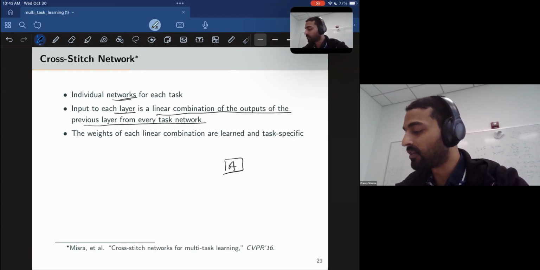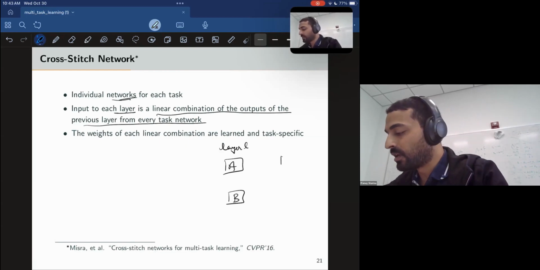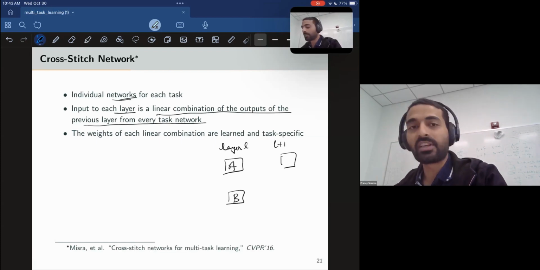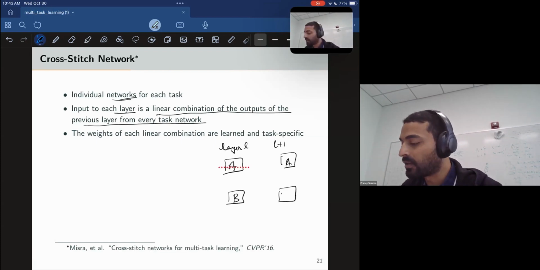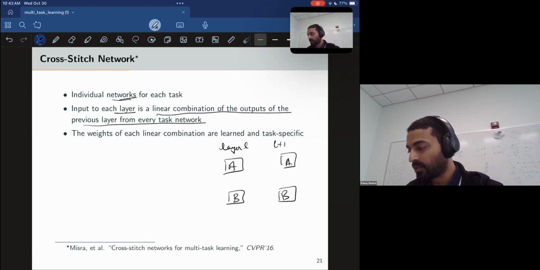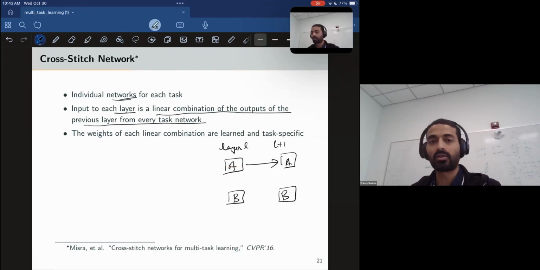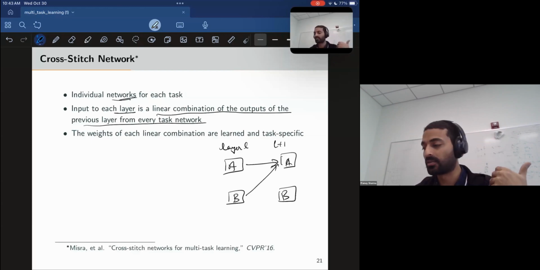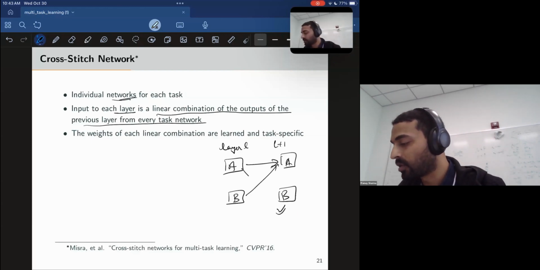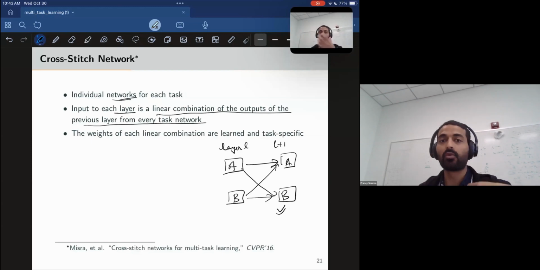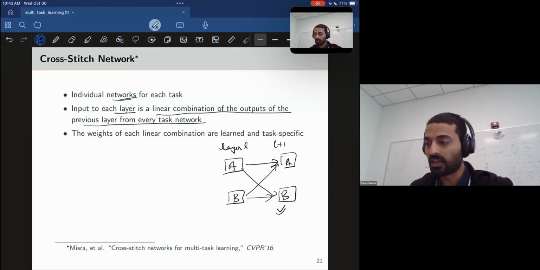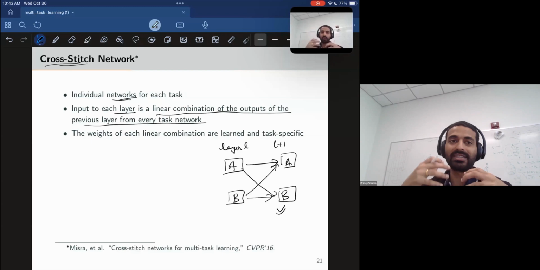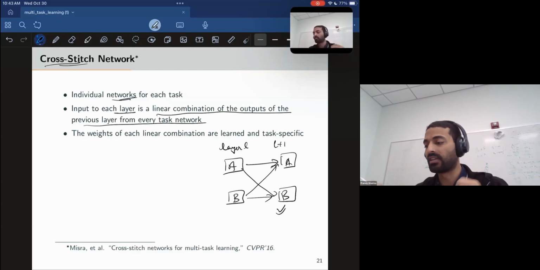So suppose this is your model for layer L for task A and task B, and this is the L plus 1th layer for task A and task B. Then to compute this layer, you talk to your previous layer, of course, but you also talk to the previous layer of the other task. And similarly, to compute this, you talk to the previous layers of both the tasks. So therefore, this cross stitching of layers is happening all over the network.